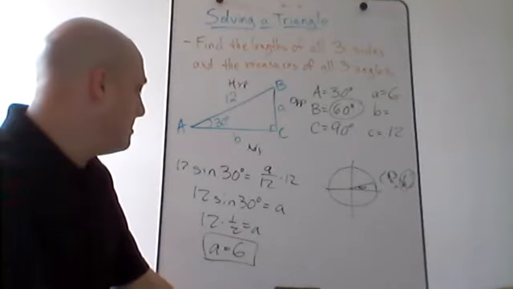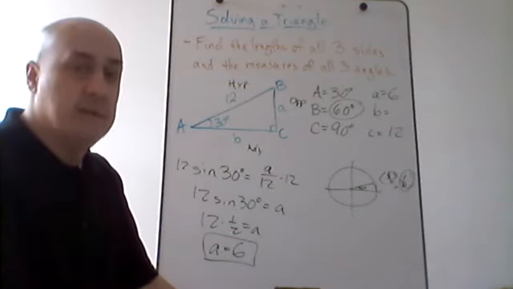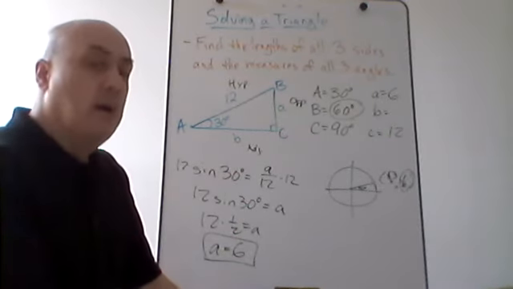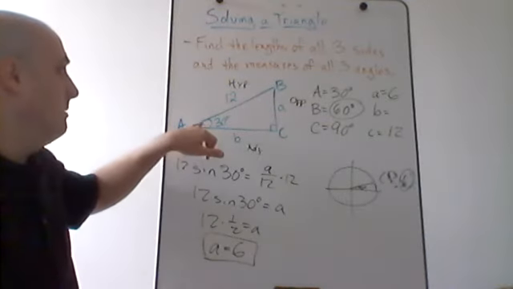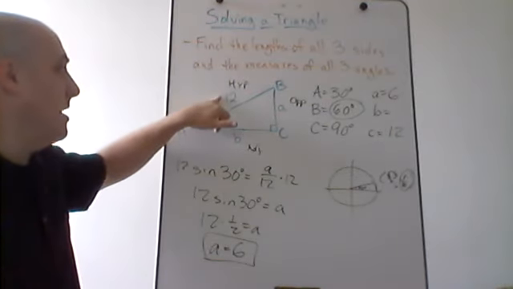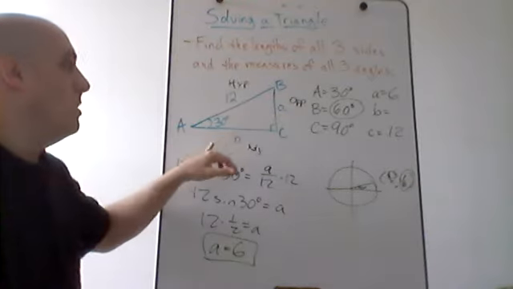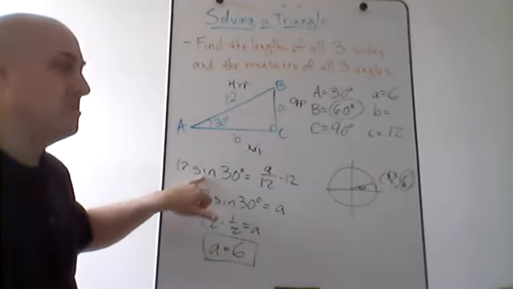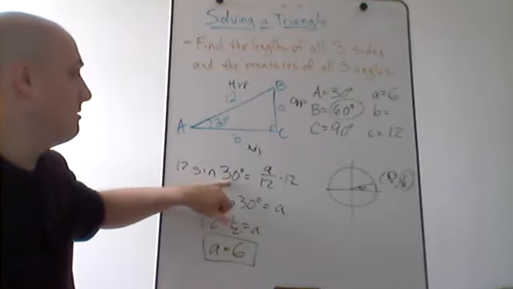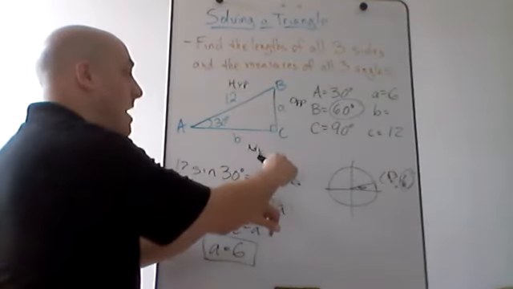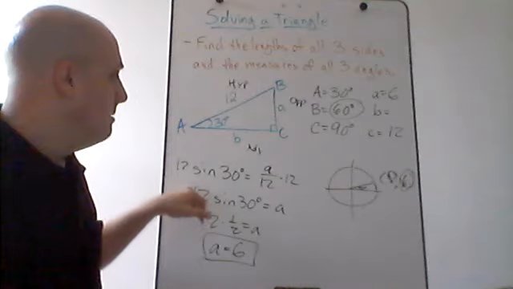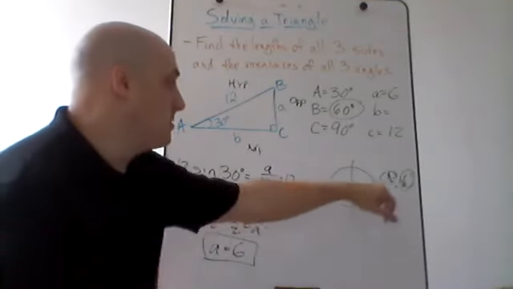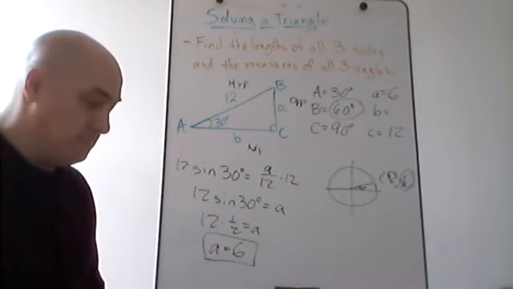So I've got side A, and now I need to find side B. Again, I figure out this is the angle I know, this is the side I know, and I want this side. Which of the trig functions relates the opposite and the hypotenuse? That's the sine function, so I set up the sine of this angle, 30 degrees, equals the opposite side A over the hypotenuse, 12, multiply the 12 over, and use my unit circle to find the sine of 30 degrees.